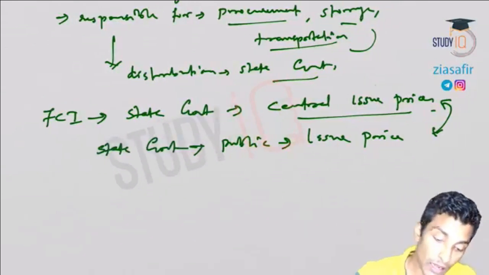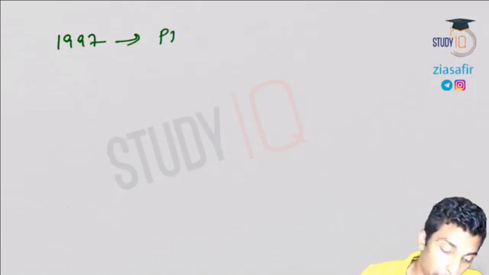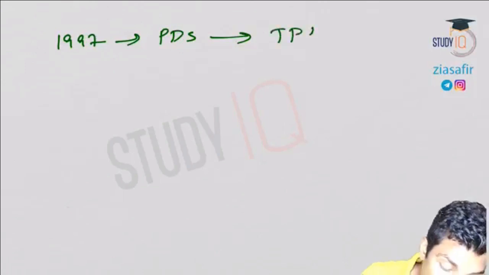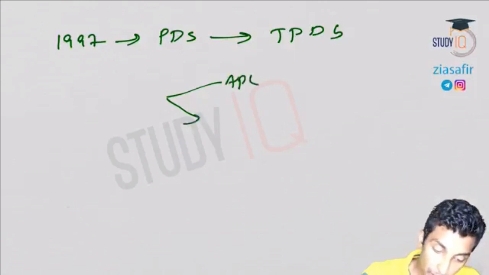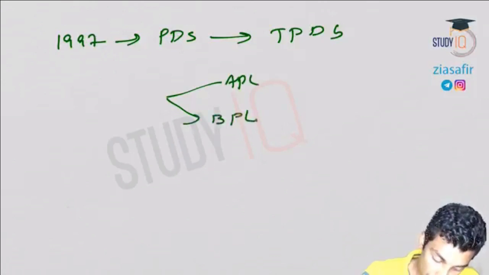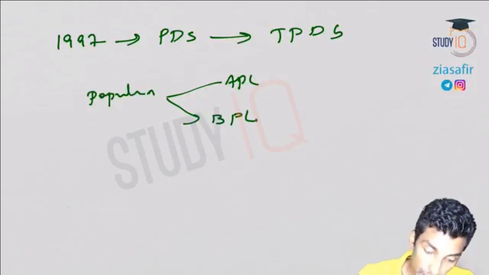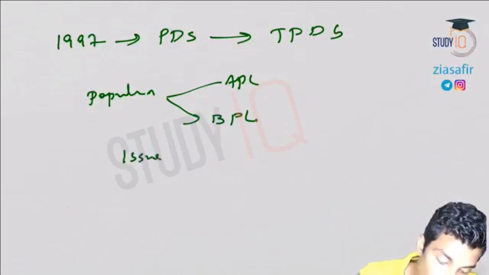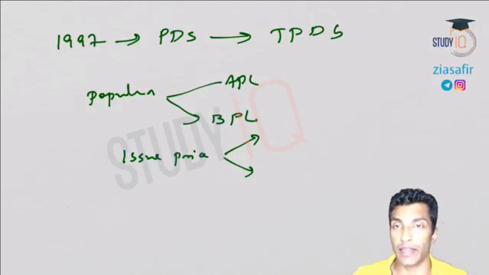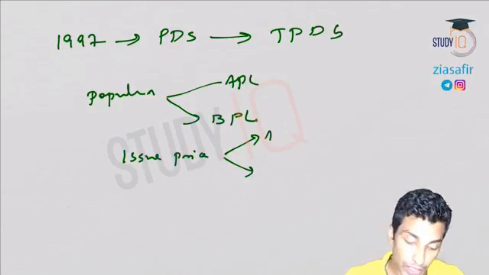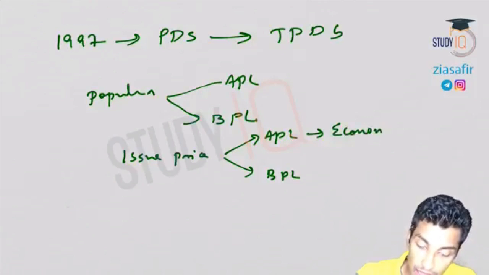In 1997 this PDS was restructured into targeted PDS, TPDS, and the population is divided into two categories: APL, above poverty line, and BPL. Now what is the issue price? Issue price means at what price the state government is selling to the public. So issue price for APL and BPL. For APL, it is the economic cost of FCI.